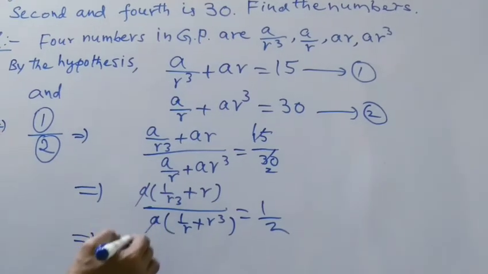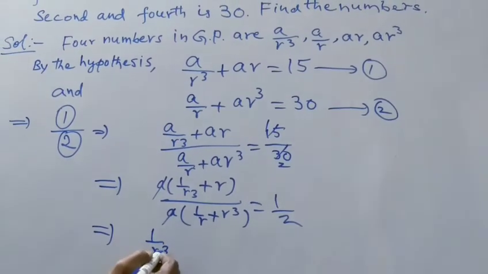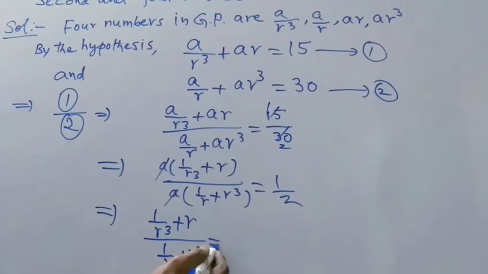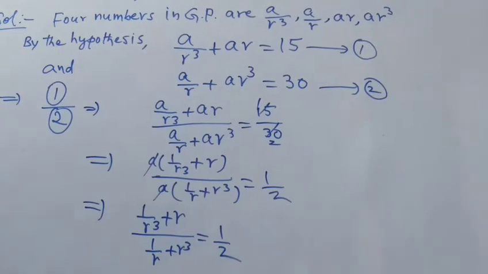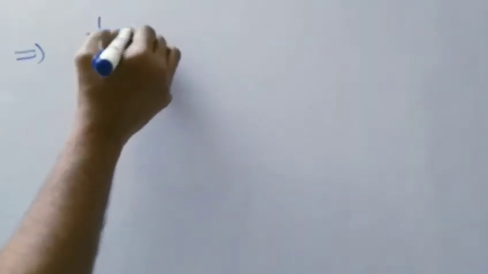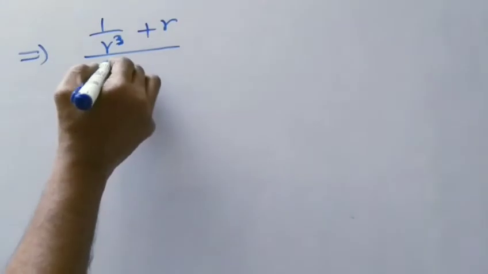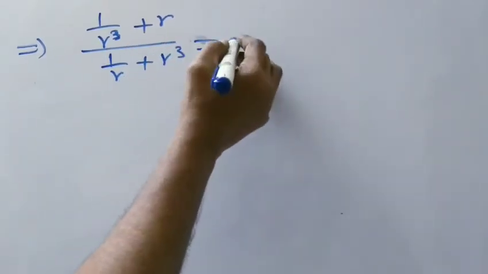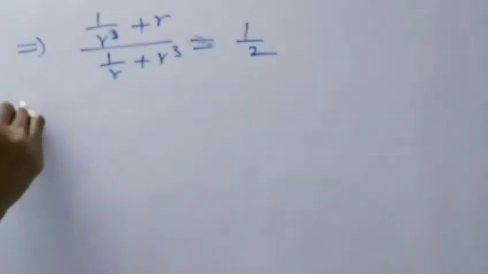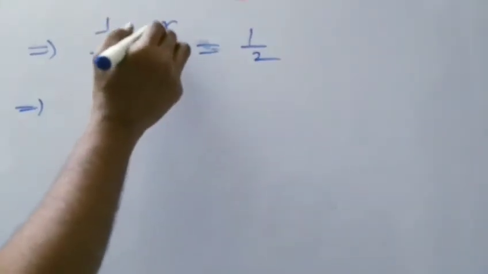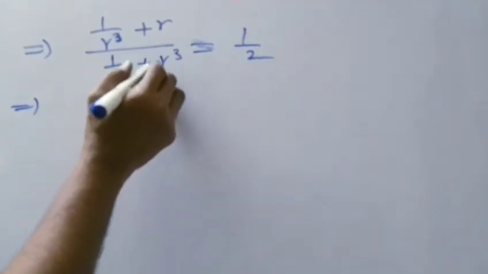This implies the leftover terms, numerator and denominator, are (1/r³ + r) divided by (1/r + r³) is equal to 1/2. Which implies, in the numerator, we have 1/r³ + r/1, and in the denominator, 1/r + r³/1.